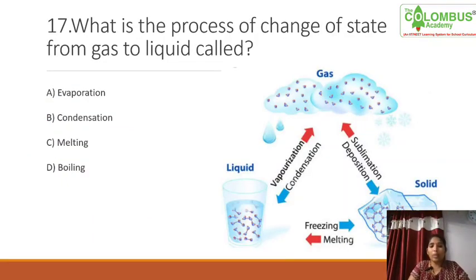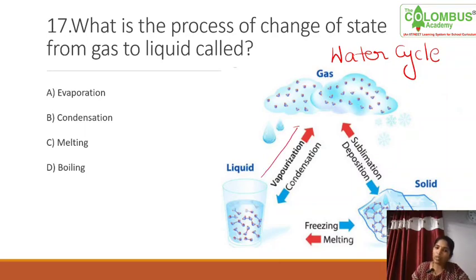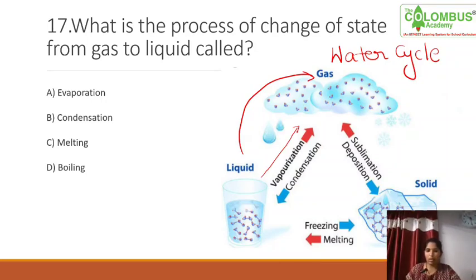What is the process of change of state from gas to liquid called? Let's see here. This diagram represents the water cycle, right? In your home, you'll have a liquid, right? That liquid at any temperature will get evaporated. What is the meaning of evaporation? The liquid state is converted to gaseous state.